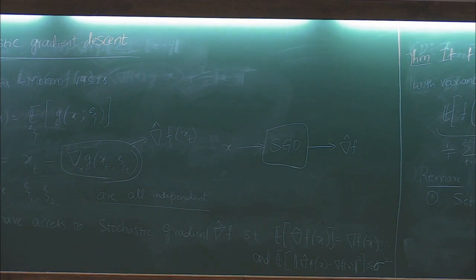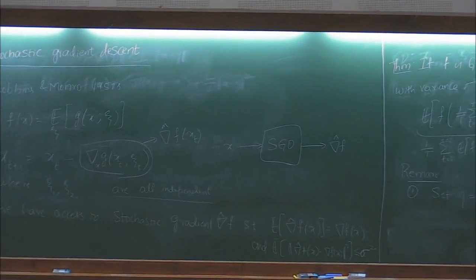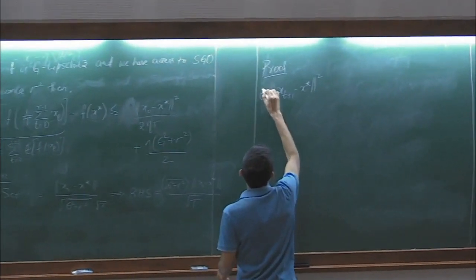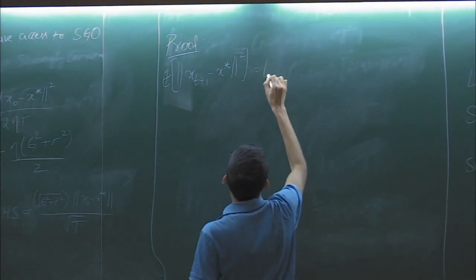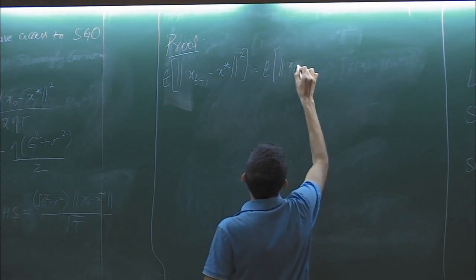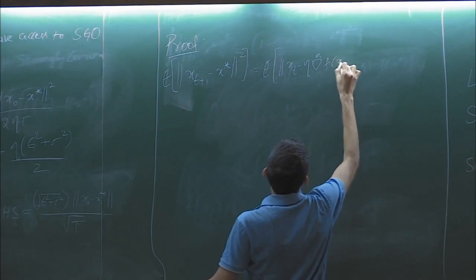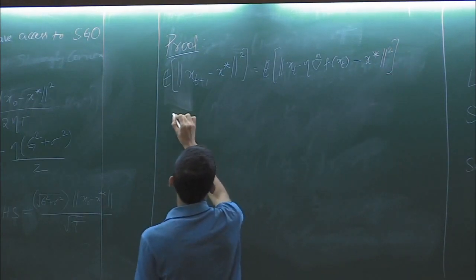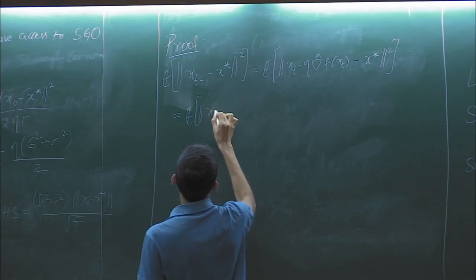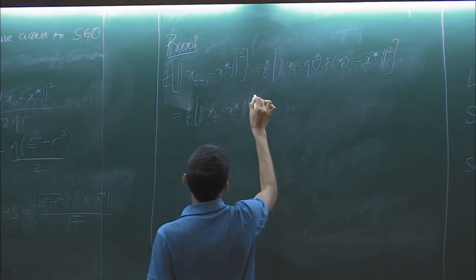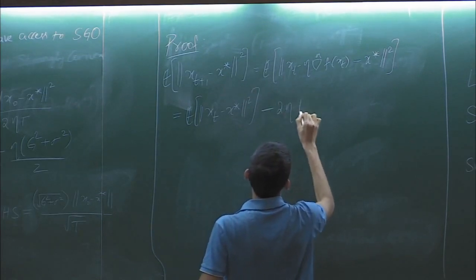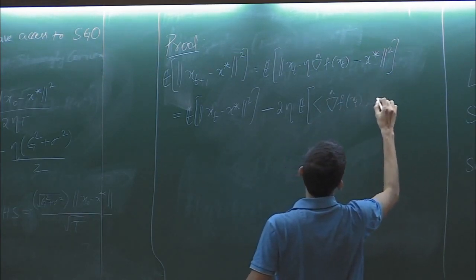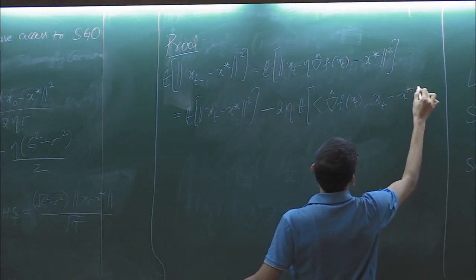So the proof is actually not too different from what we did yesterday. So we'll look at x_{t+1} minus x star squared in expectation. So this is just expanding the square.